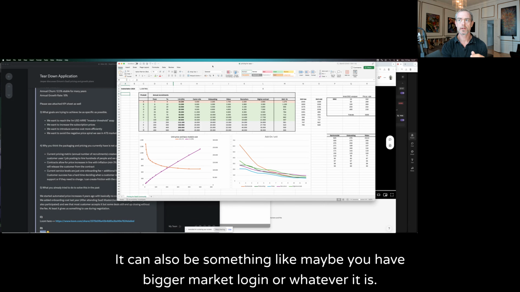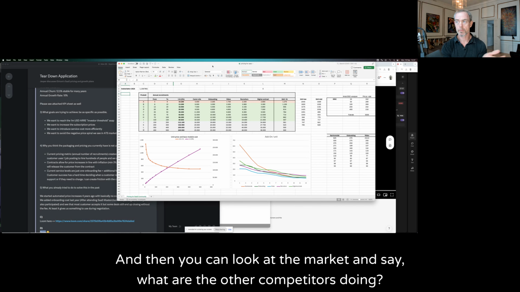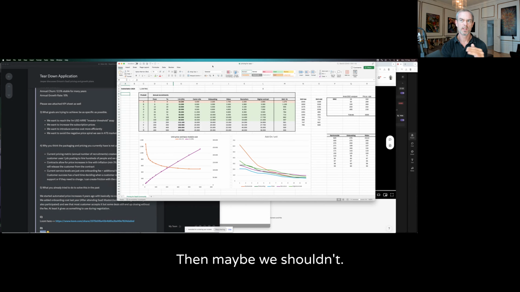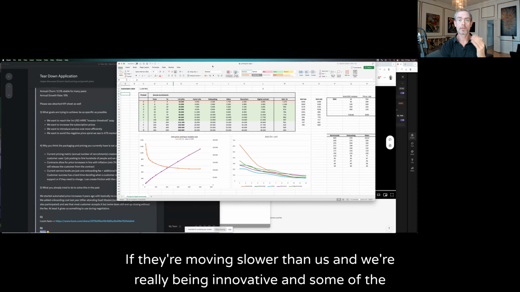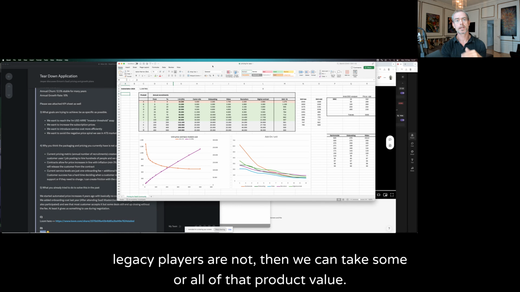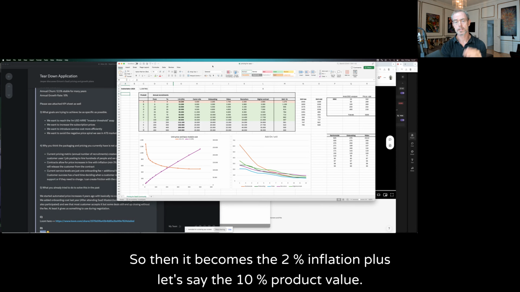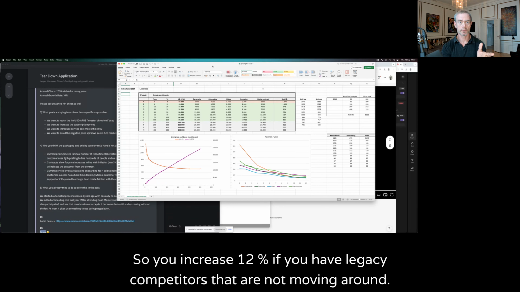It can also be something like, maybe you have bigger market logic or whatever it is. And then you can look at the market and say, what are the other competitors doing? Are they moving as fast? Then maybe we shouldn't take all of that new product value. If they're moving even faster than us, maybe we should take none of it. If they're moving slower than us and we're really being innovative and some of the legacy players are not, then we can take some or all of that product value, right? So then it becomes 2% inflation plus, let's say, the 10% product value. So you increase 12% if you have legacy competitors that are not moving around, right?